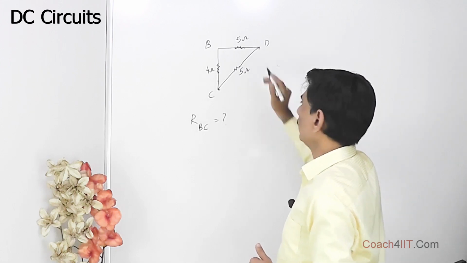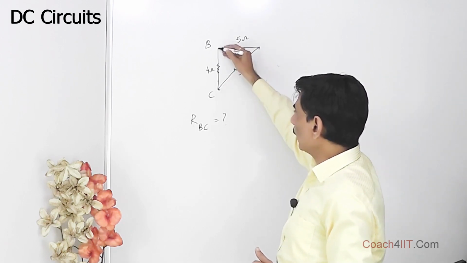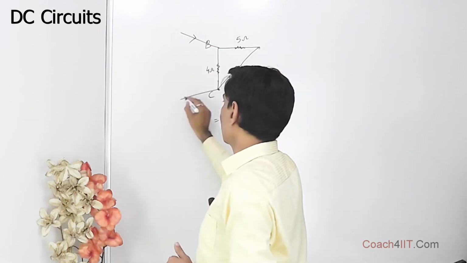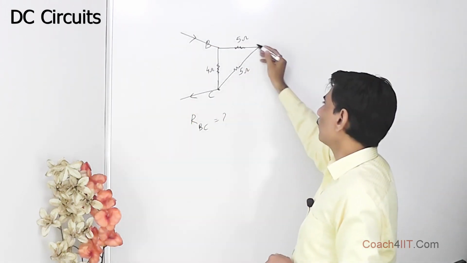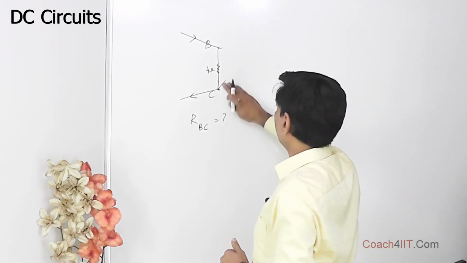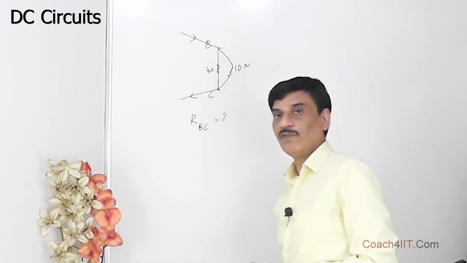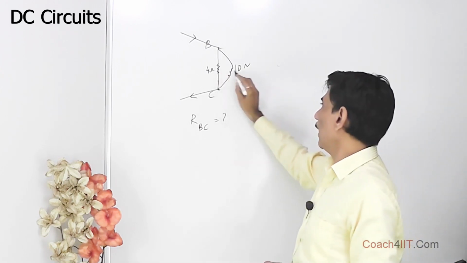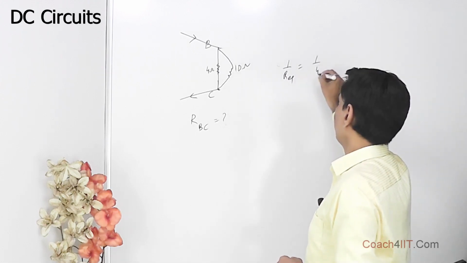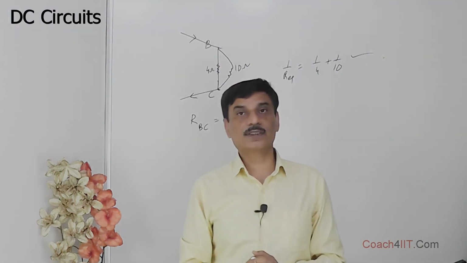So the circuit is simplified so far. Now we have to find the equivalent resistance between B and C. That means the current, let's say, enters from here and comes out from here. So we see that 5 ohm and 5 ohm are in series. We can replace them by one single resistor of, let's say, 10 ohm. 5 plus 5, 10. Now this 4 ohm and 10 ohm are parallel. So we can find 1 by R equivalent is equal to 1 by 4 plus 1 by 10. We can solve to get the answer, that is, the equivalent resistance between B and C.